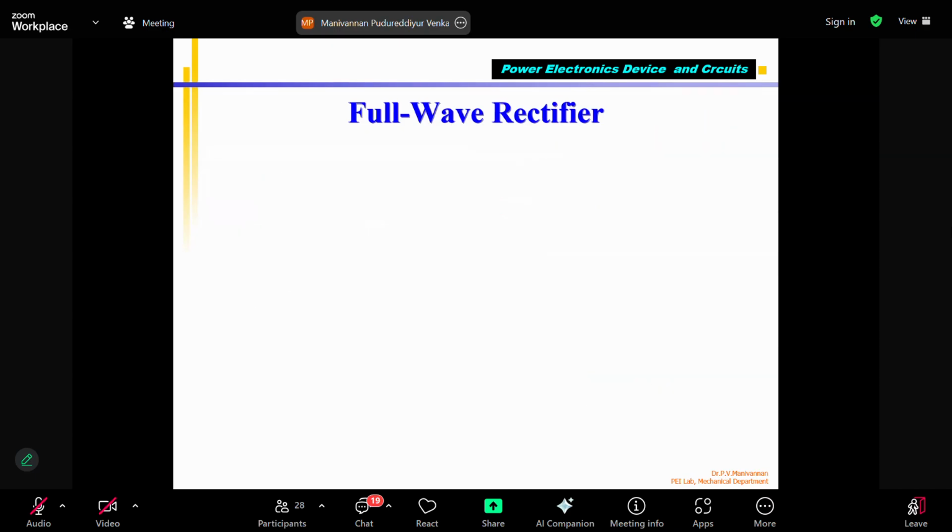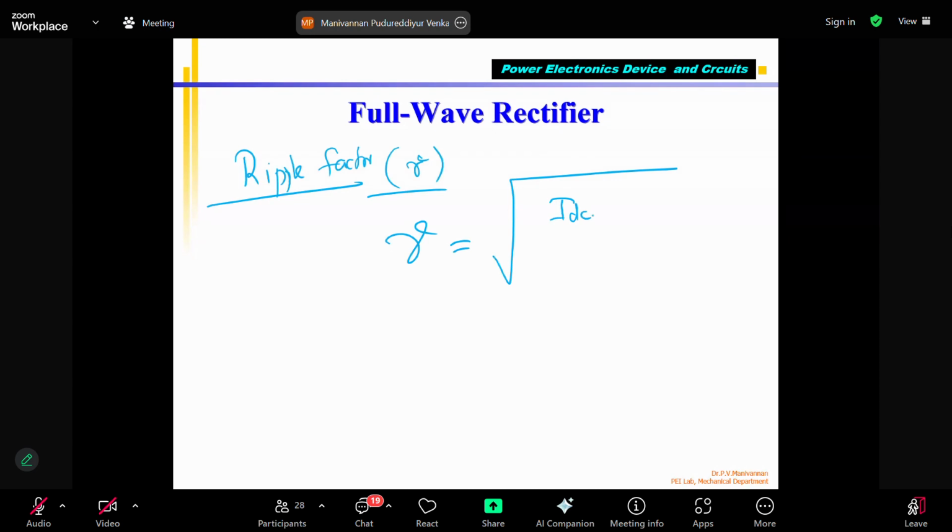Okay. Next thing is, now that we know how to compute VDC of the full wave rectifier in no load condition and load condition, we need to calculate what is called the ripple factor. Ripple factor, we know, is called gamma. Gamma can be the root of IDC, sorry, extremely it is IRMS squared.